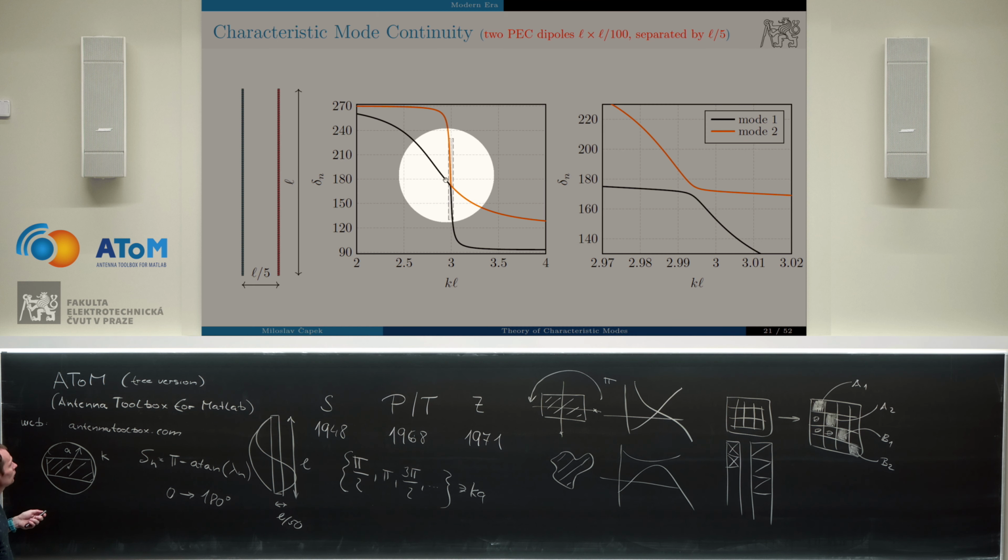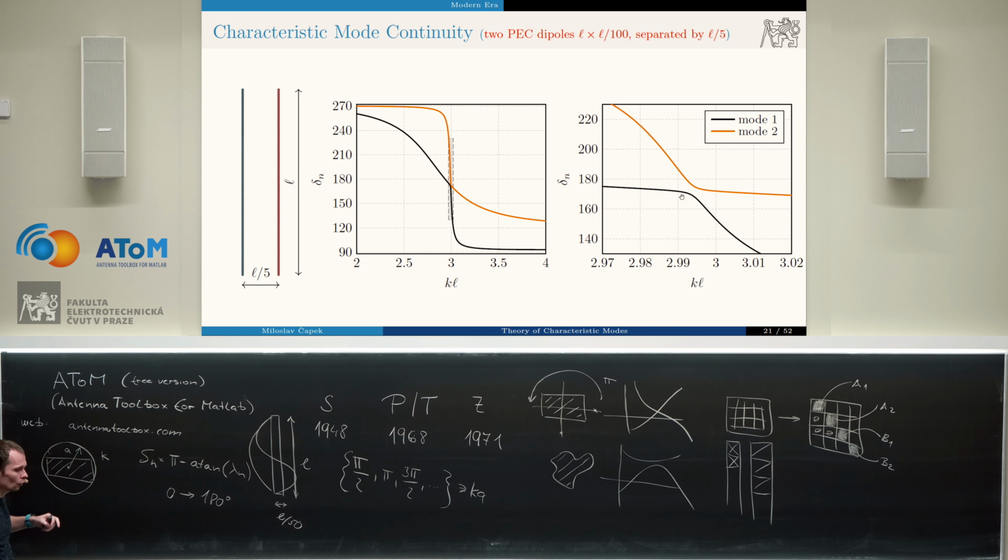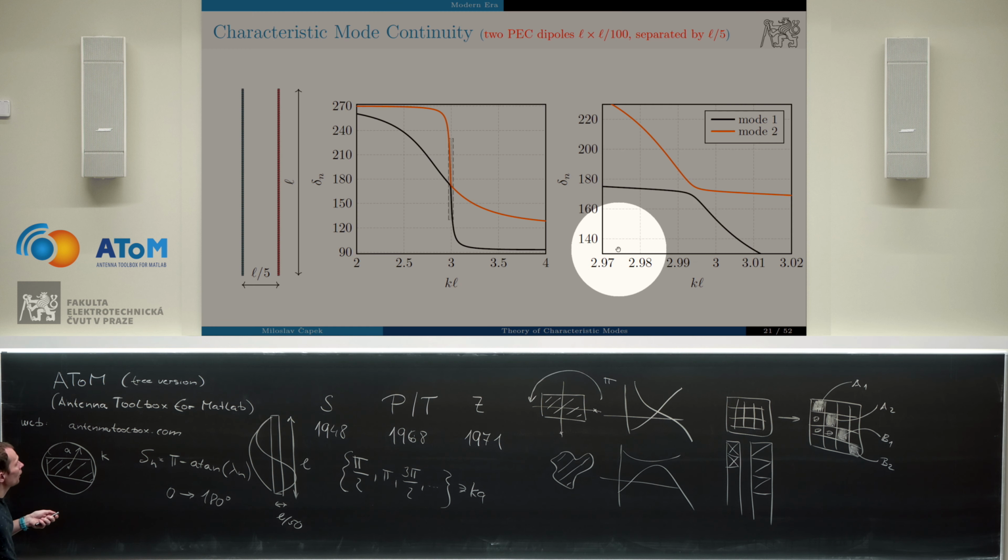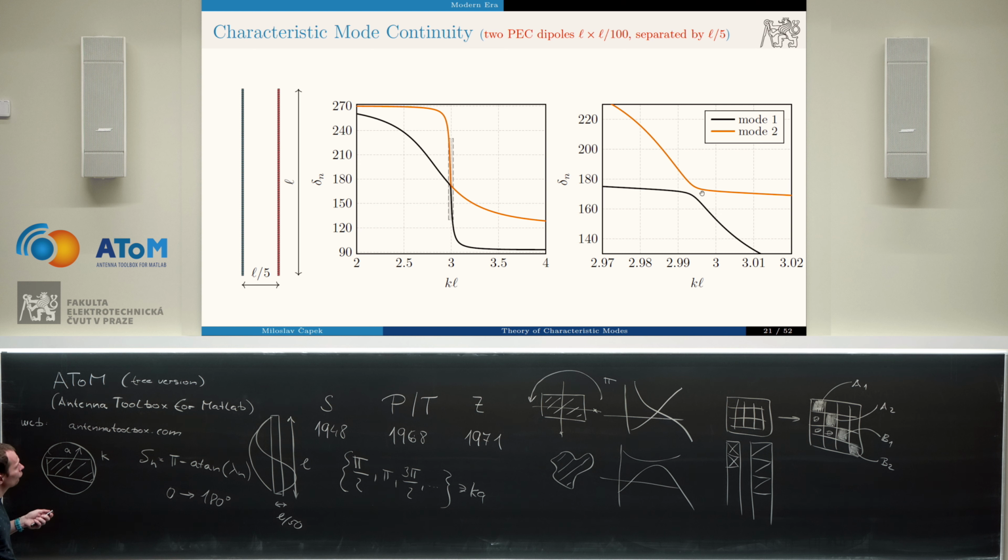And you can see that really, if you calculate it extremely finely and precisely, there is a continuous smooth crossing avoidance. Well, for this, I used 2000 frequency points in this very narrow frequency band to really confirm that it's there. And now we have continuity in eigennumbers.